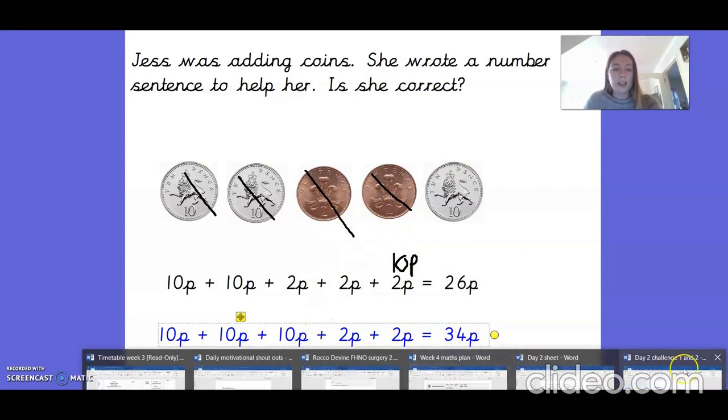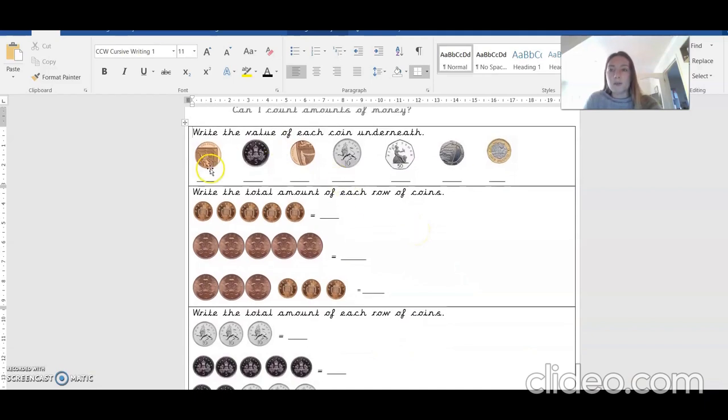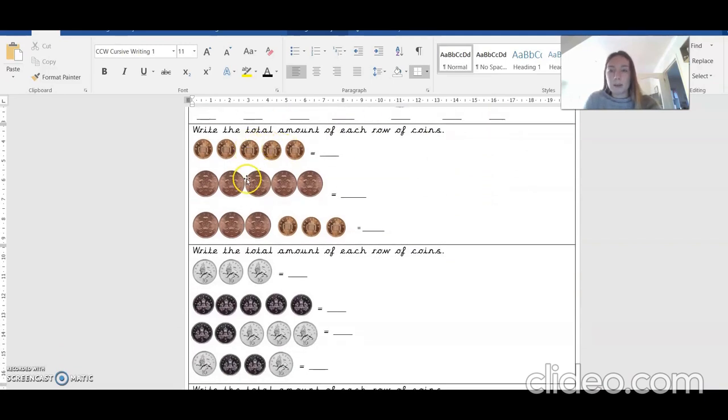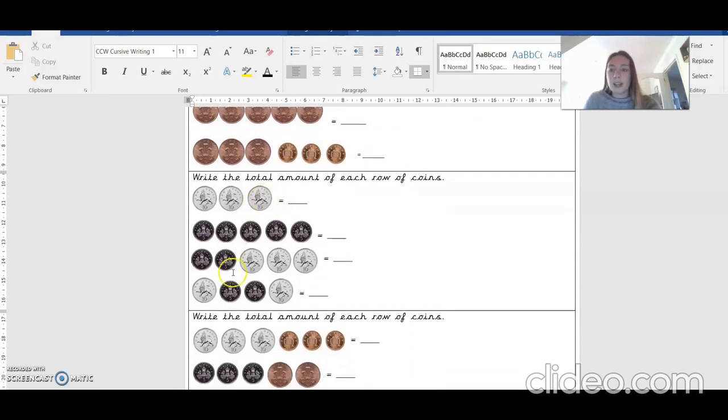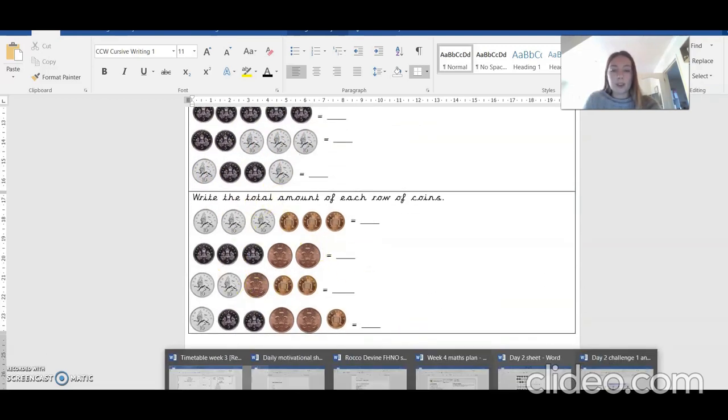So your job today, your first activity, is this sheet here. It says write the value of each coin underneath. So what is each coin worth? Write the total amount of these coins. So you need to think about what is each coin worth and then add the total amount. The same with these coins. We've got just copper coins, just silver coins, and then a mixture of both.